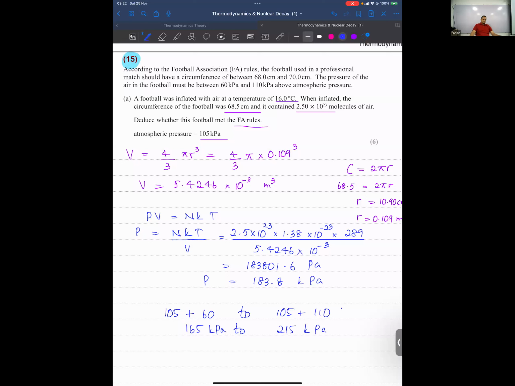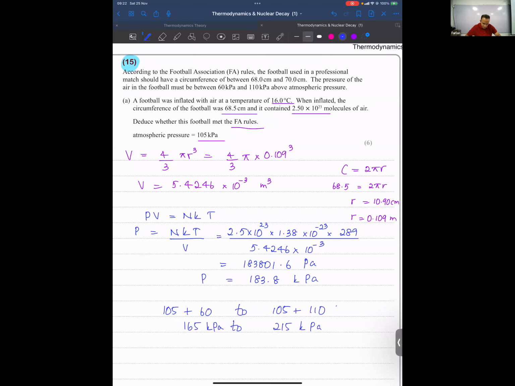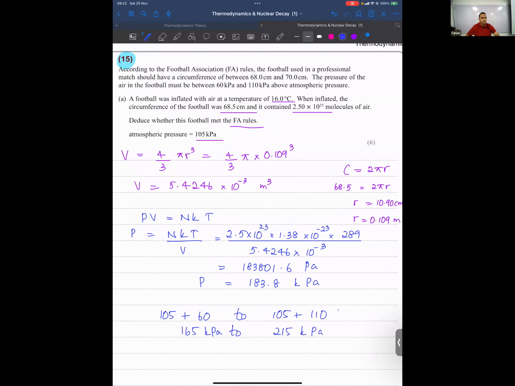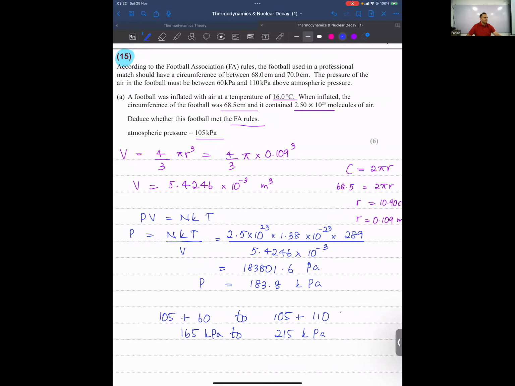Correct? 183.8, right? What did you get? Huh? Not 183.8? Okay. Okay, anyone else getting a different pressure? Anyone getting 184 or anything different from that?